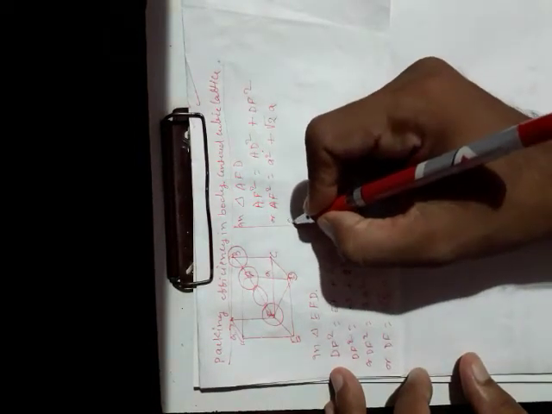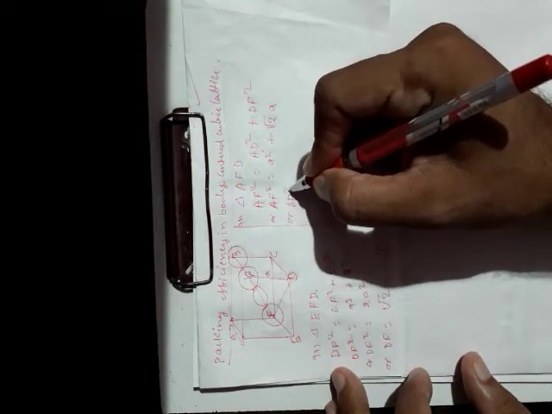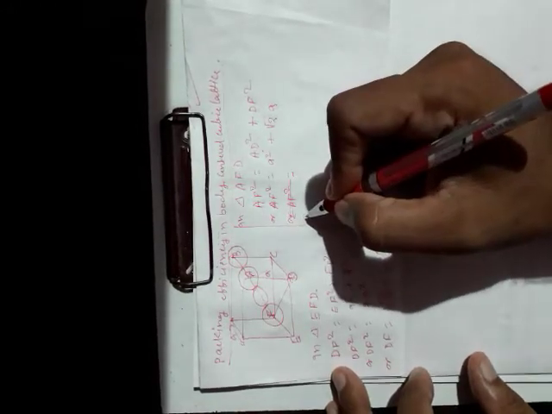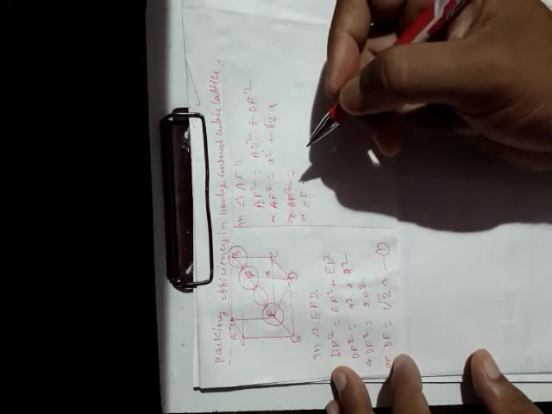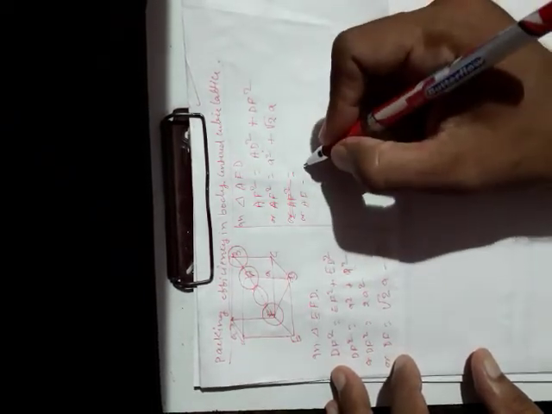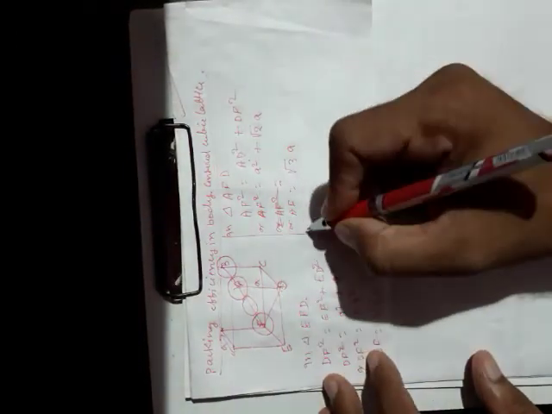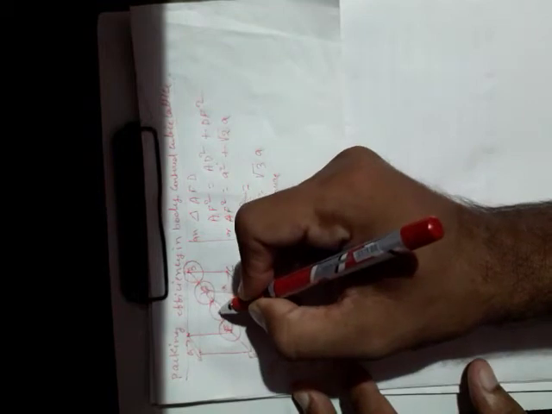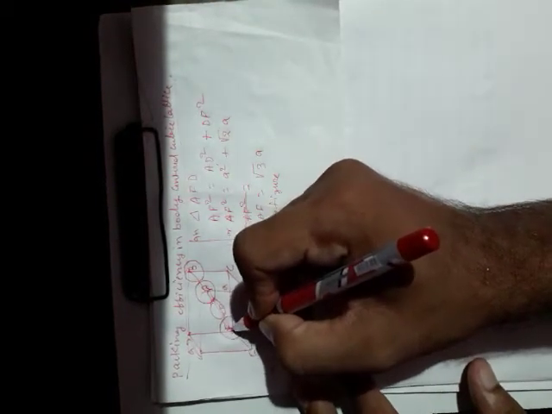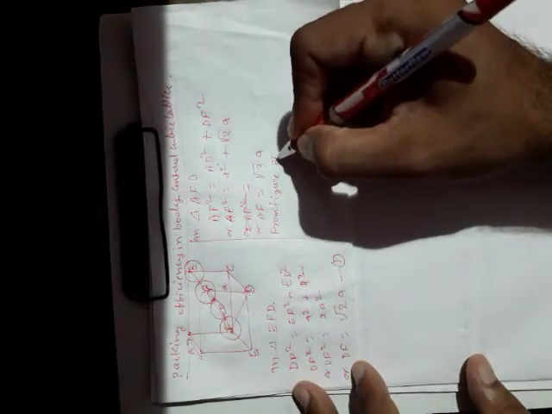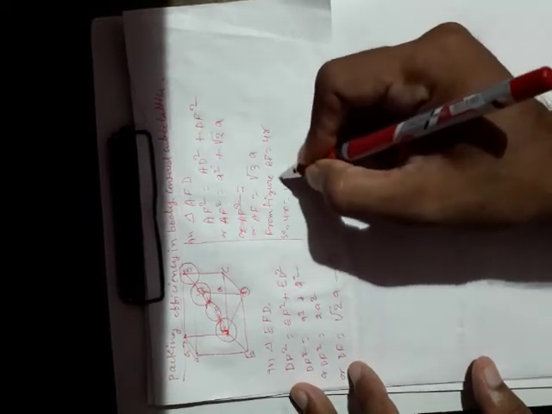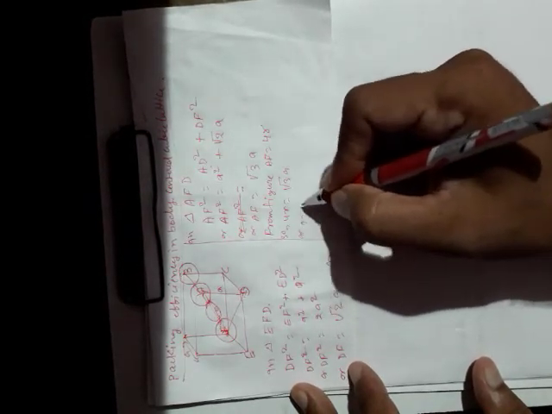So AF square is equal to 3a square, or AF is equal to root 3 a. From the figure, AF is equal to 1r here, 2r here to here, and 1r here to here. That is, AF is equal to 4r. So 4r is equal to root 3 a, or a is equal to 4r upon root 3.